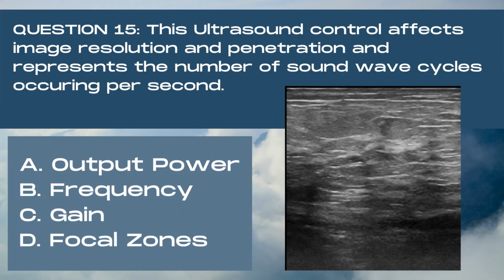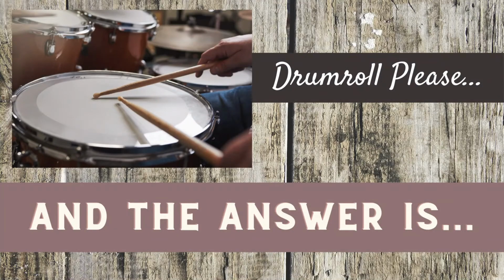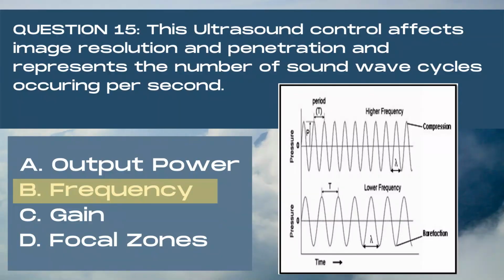Question 15. This ultrasound control affects image resolution and penetration and represents the number of sound wave cycles occurring per second. A, output power. B, frequency. C, gain. Or D, focal zones. And the answer is B, frequency.